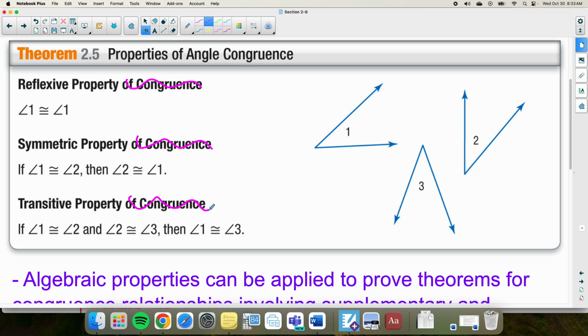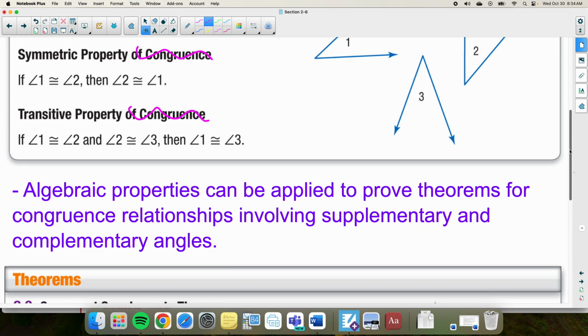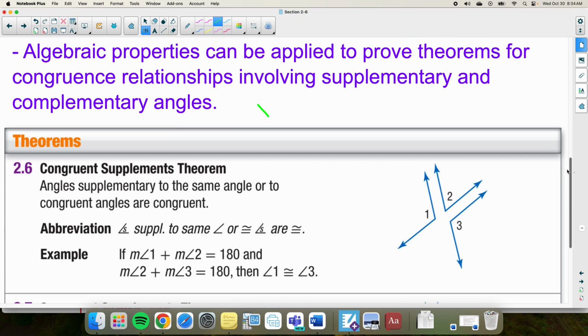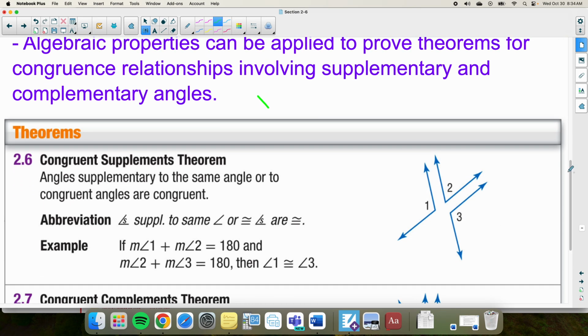That is symmetric property. And then with transitive property, remember that's the one where the ending of this and the beginning of that are the same, and you cross those out and say that the outside two are congruent, okay? So that we've learned before, it's just showing us that that works for congruent angles also.